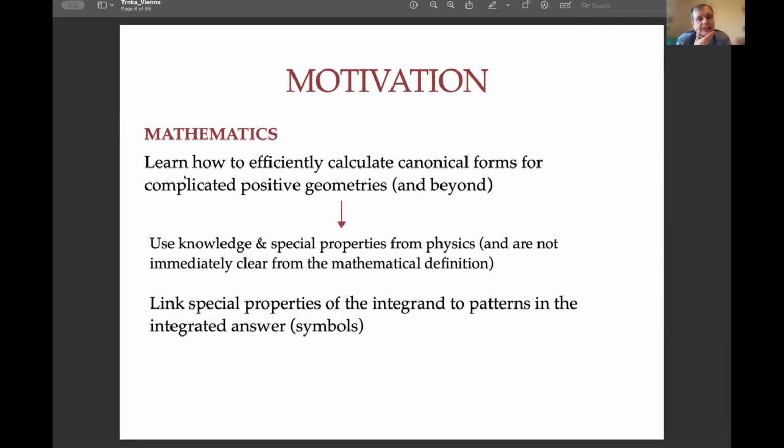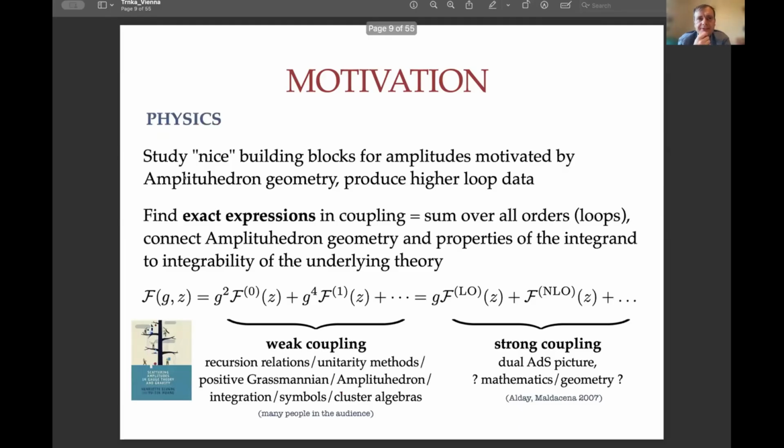And then we would like to link these special properties of the integrand to patterns in the polylogs and the symbol. On the physics side, these negative geometries will give us some nice building blocks for amplitudes, motivated by the amplituhedron, but maybe we can even think about them independently as some nice integrals. And they will allow us to produce some higher loop data that we can then study.